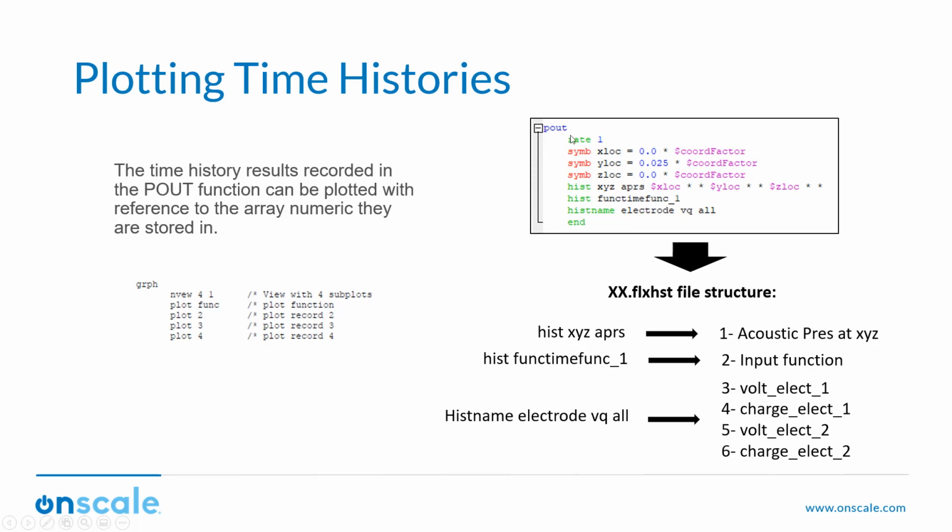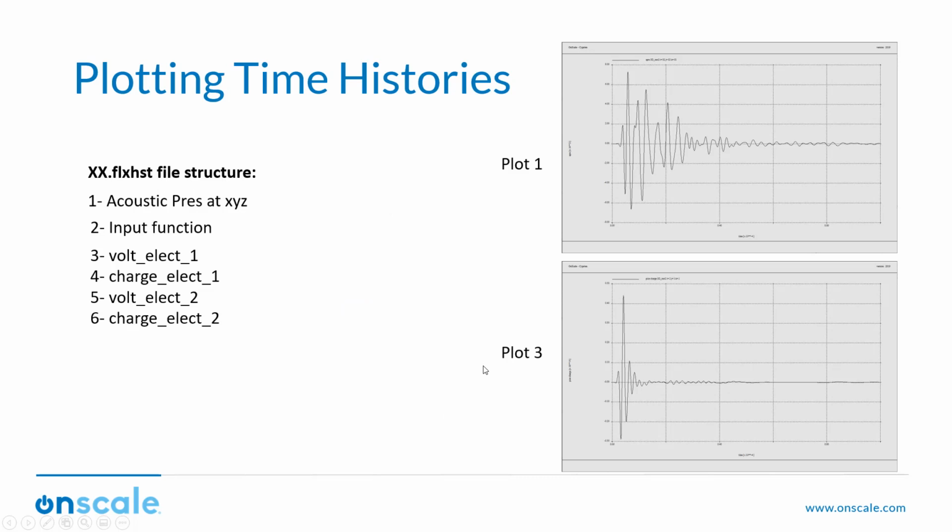The path will basically, if this is defined like this, it's equivalent to that. The first will be acoustic pressure at XYZ. Second will be input function. And 3, 4, 5, 6 will be voltage electrode 1, charge electrode 1, voltage electrode 2, and charge electrode 2. So if I do plot 1, it will plot my first function. If I do plot 3, it will plot my third time history curve.